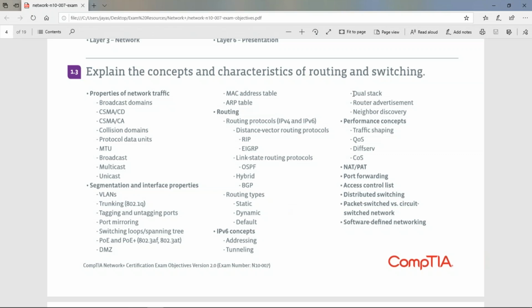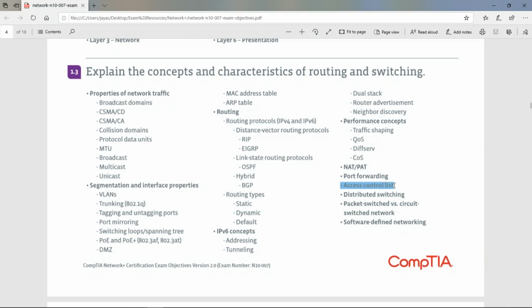Dual stacking is just using both. If you go to your command prompt and type in ipconfig /all, make sure you get everything. I'm pretty sure you're going to see IPv4 and IPv6 addresses in there for your device. That's what dual stacking is. You're using two addresses, the IPv4 and the IPv6 address. But just don't overlook this stuff because it could be easy to do. Understand what NAT is versus PAT, and basically everything that's in these objectives.